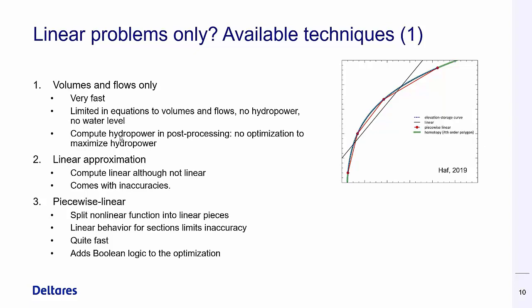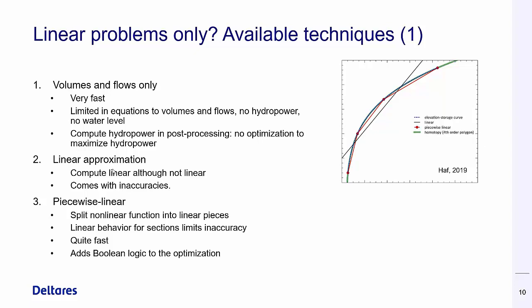Already introduced the idea that we use post-processing and pre-processing where possible. So if we're interested in hydropower, we can just post-process that from the computation results. But this means that we cannot so easily include a hydropower generation goal into the optimization.